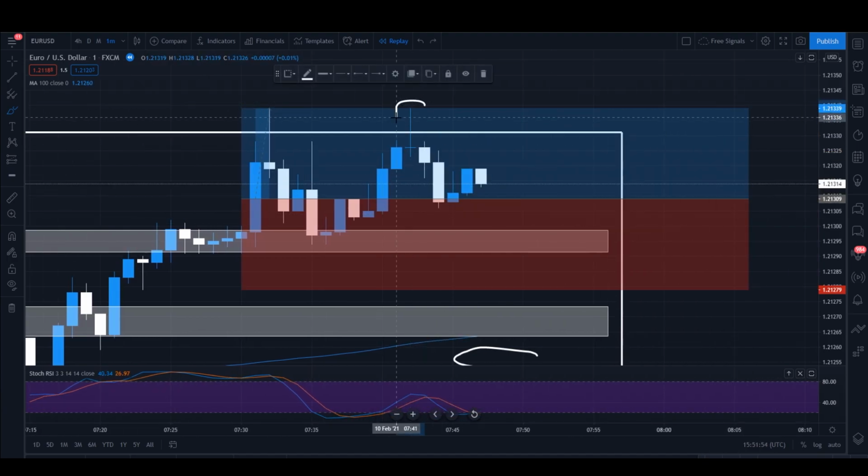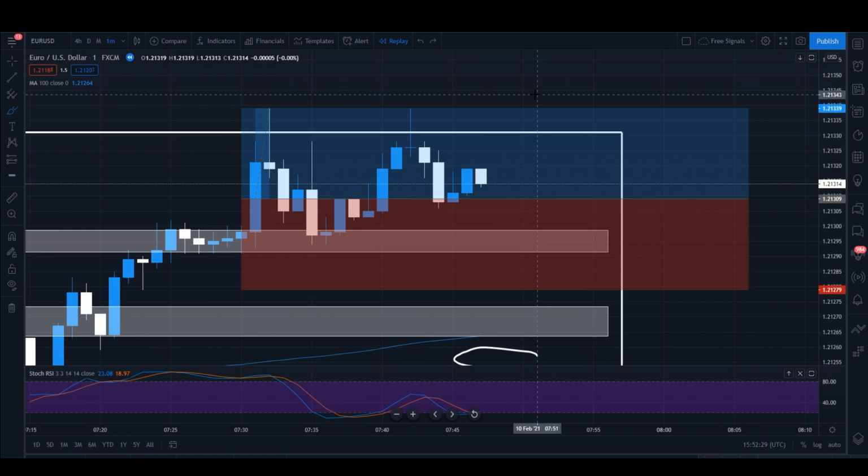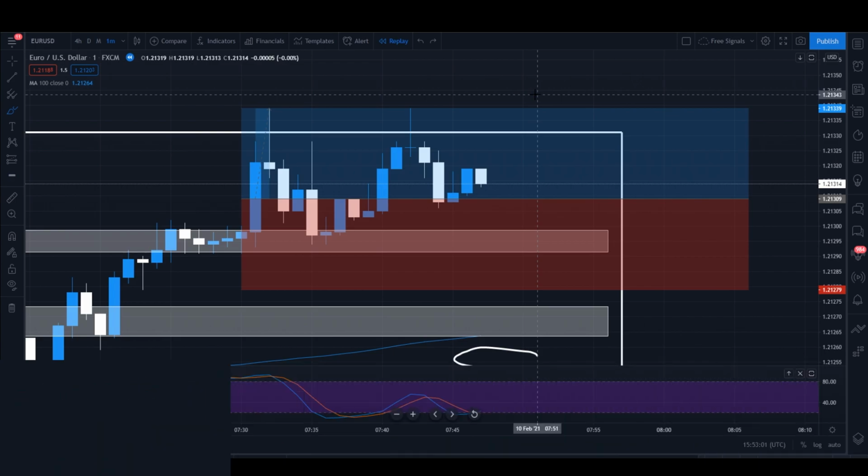And as you can see, we would have profited 3 pips only, which is generally nothing. But in scalping, throughout the day, you're going to be placing 20 trades, 30 trades, and 3 pips times 30 is 90 pips. So don't underestimate this strategy. It does work perfectly. I've done this myself multiple times and it works absolutely great.